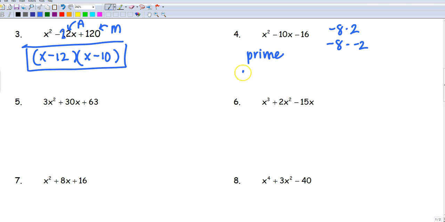You can also write it as unfactorable. This is not the same thing as no solution. Okay, so please don't put no solution. It's either prime or unfactorable, one of the two.